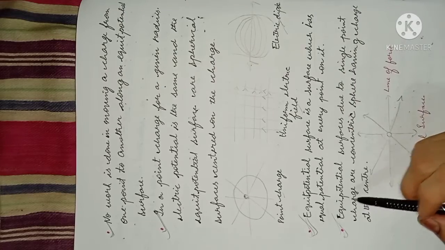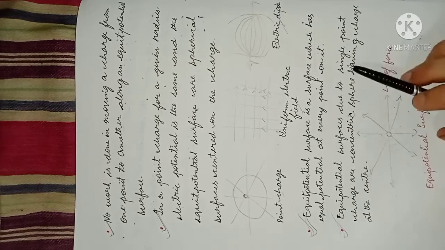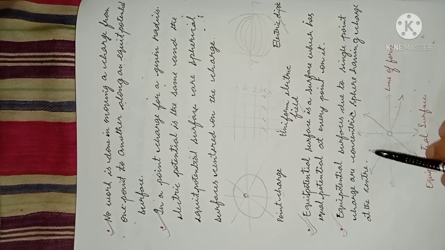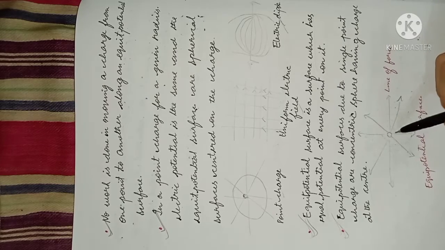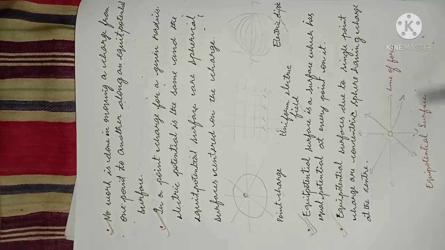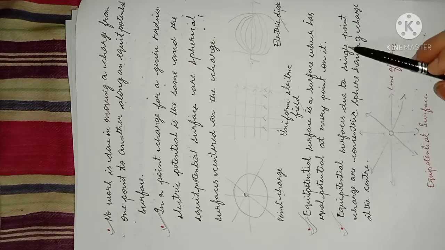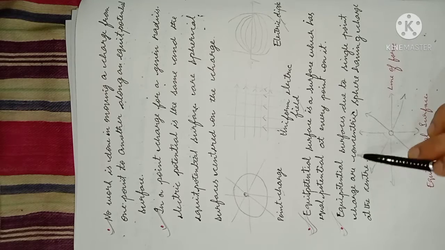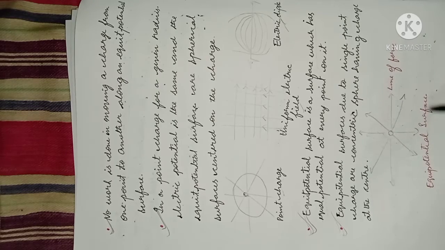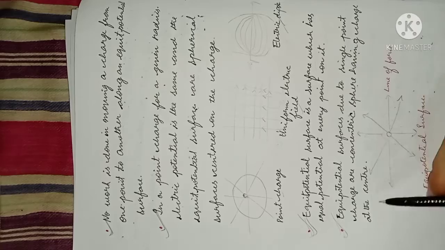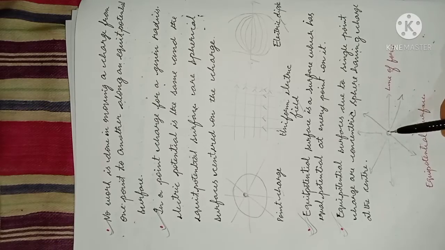Another point: equipotential surfaces due to a single point charge are concentric spheres having the charge at the center. Look here, these are equipotential surfaces. This is the line of force, and we can name this one the equipotential surface. Concentric means circular, isn't it? Concentric spheres having the charge at the center.